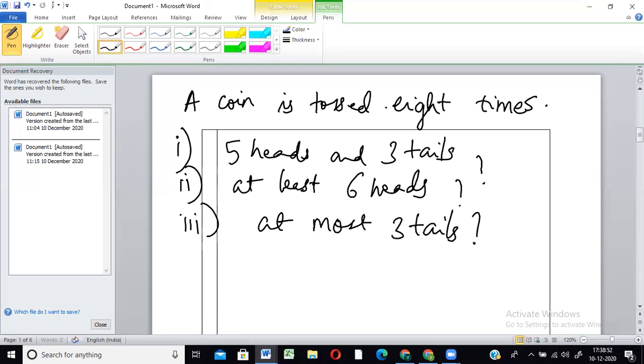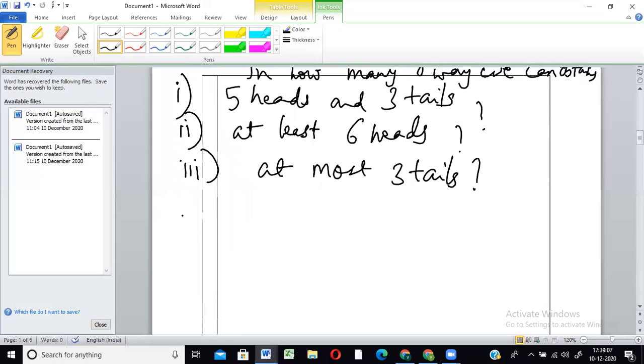Okay. So a coin is tossed 8 times. In how many ways can we obtain the following things? 5 heads and 3 tails. Okay, so the first one is much easier and it is similar to the above.